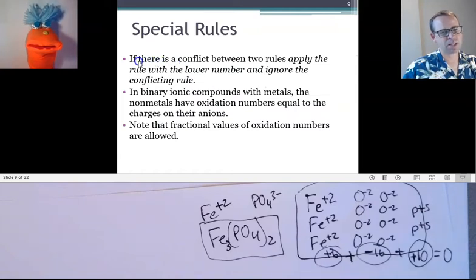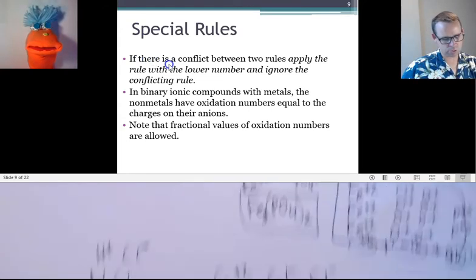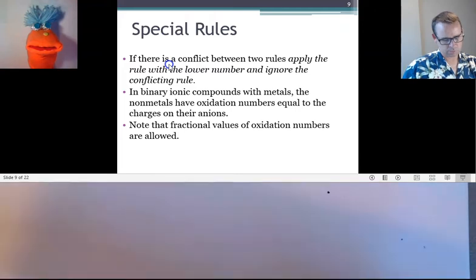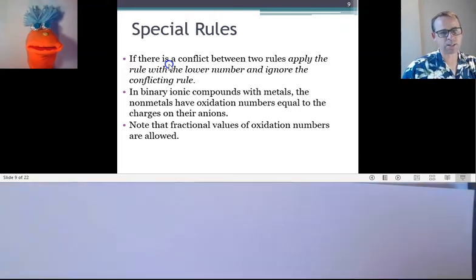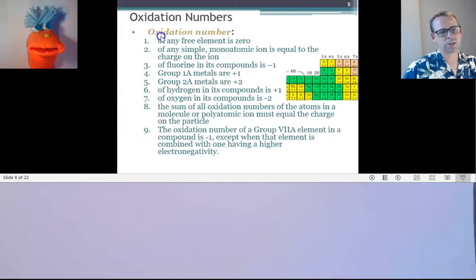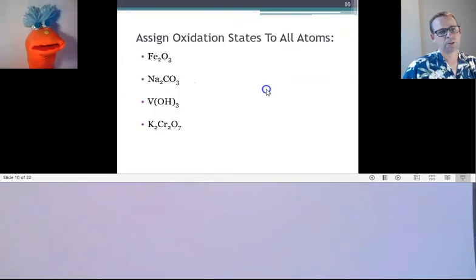One more thing we have to say is that if there's a conflict between any of those rules up above, then we need to get rid of one of the rules. And we always, if there's a conflict between 2 of these rules, the ones that are lower on the list are the ones that get ignored. Okay?